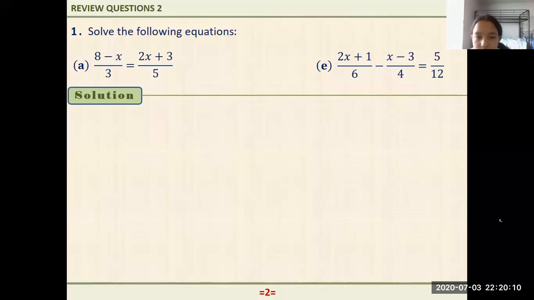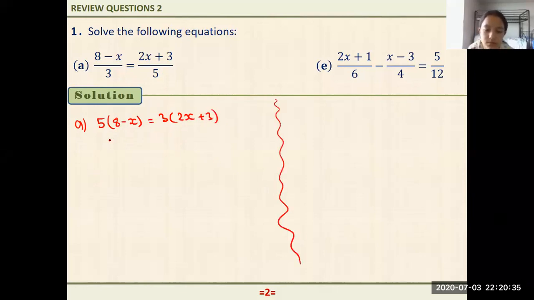Let's solve a few problems. All right, starting with equations. Let's start with question A. What do we have to do in the first step? Cross multiply. Very good. I write here 5 times (8 minus x) equals 3 times (2x plus 3). Let me draw a line here. Now tell me, expand this.